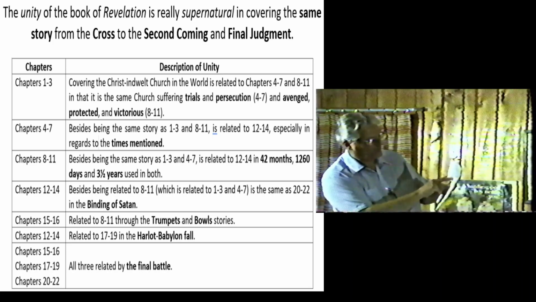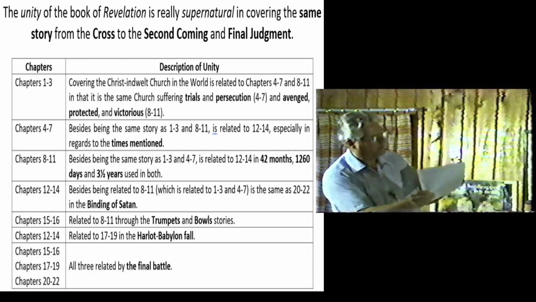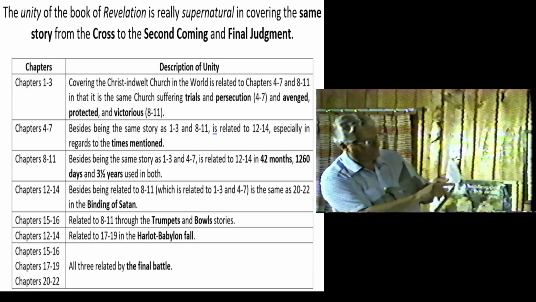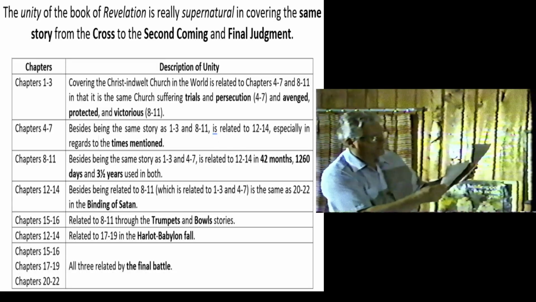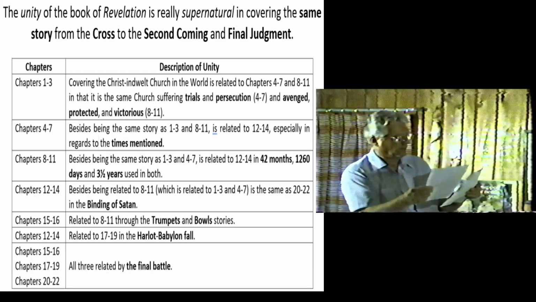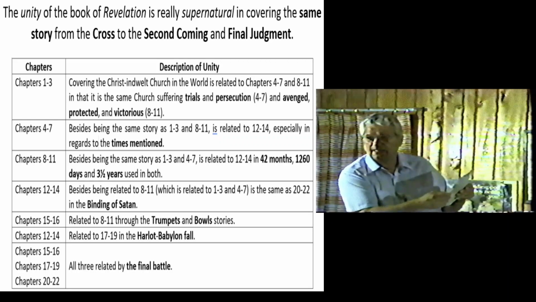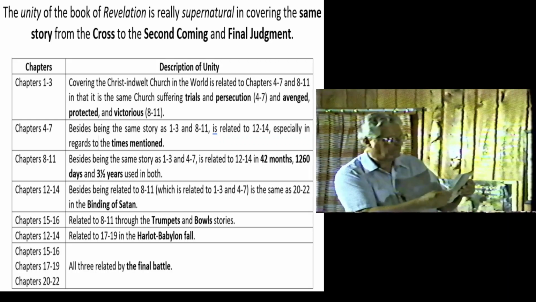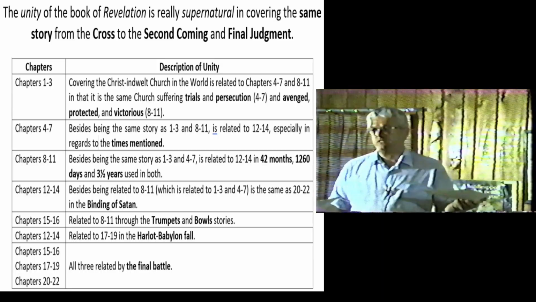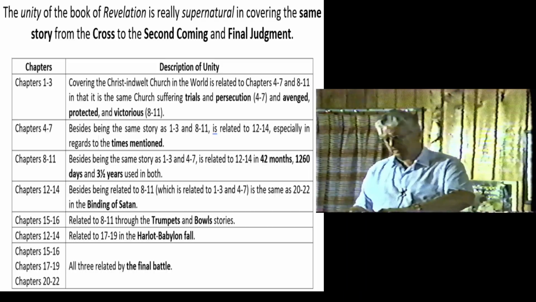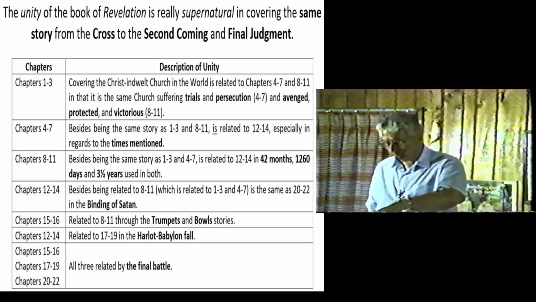Number 6, 12 and 14 is related to 17 and 19 because they both describe the harlot and Babylon's fall. So I come down here from 12 and 14 and run my arrow down here to 17 and 19, or I run an arrow up from 17, 19 to 12 and 14, whatever. Then number 7, chapters 15 and 16, 17 and 19 and 20 and 22 are all related by the final battle, the Armageddon, the cities surrounded, are all related together, 15, 16, 17, 18, 19, 21, 22. So we have total unity between the 7 breakdowns, all related by various things that we can touch bases with.